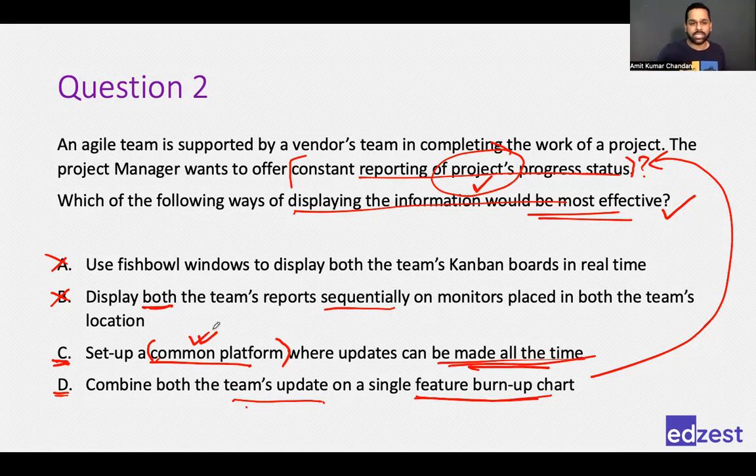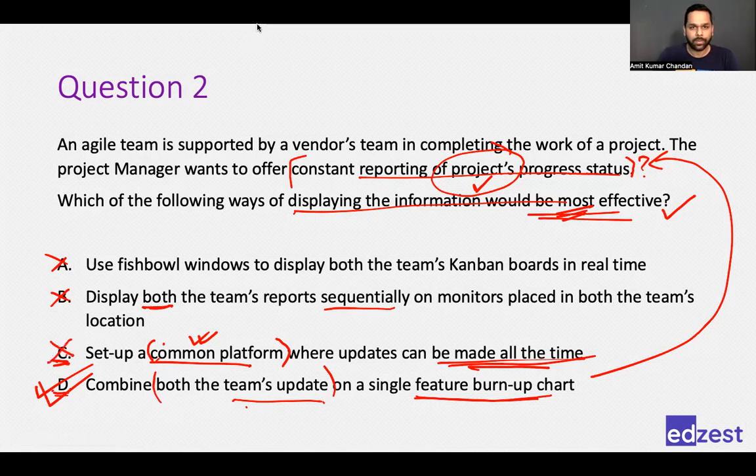The answer to the question is combining both the teams' updates. So you have to combine both the things and then display it somewhere. That's why D is a little bit better than C, and this is what we are looking for. There will be options which both look good, both would be providing a solution as well, but we have to look at what would be the most effective. This could also be effective, but a more effective solution would be D. That's why we would choose that, and C is eliminated.